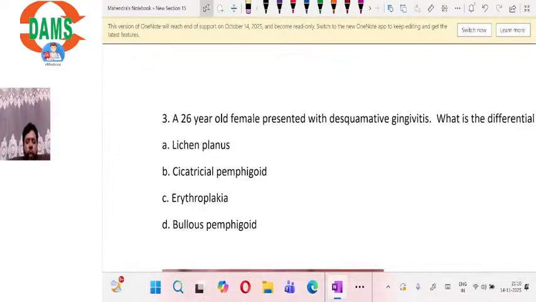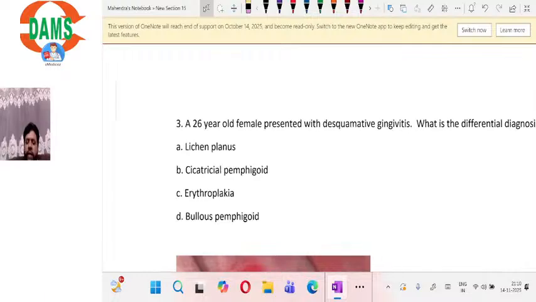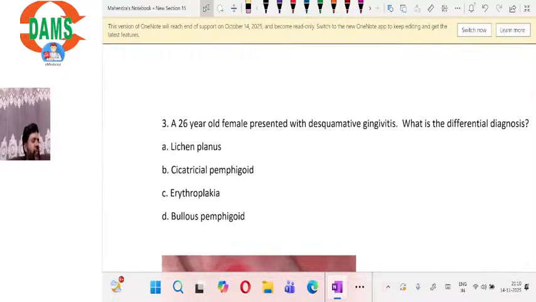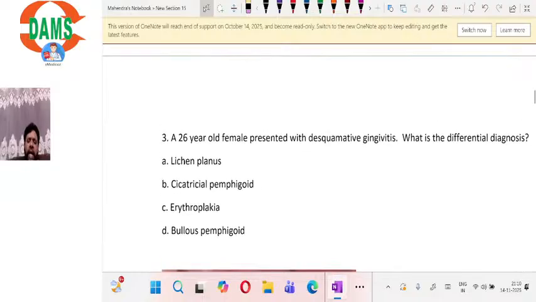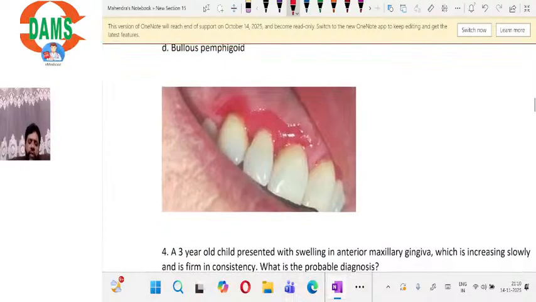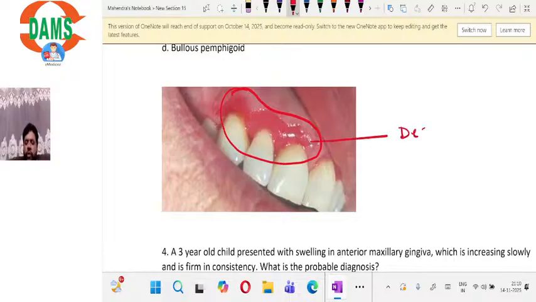A 26-year-old female presented with desquamative gingivitis. What is the differential diagnosis? We have discussed this 100 times: desquamative gingivitis is a clinical condition, it is not a diagnosis. The patient comes to you with this picture: shiny gingiva, smooth gingiva, inflamed gingiva. Immediately you will code this patient as desquamative gingivitis.